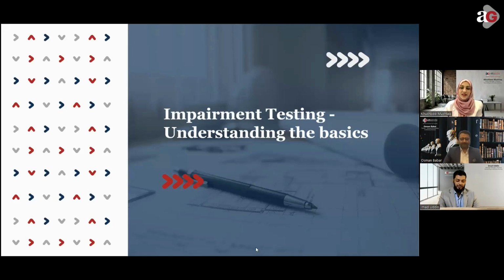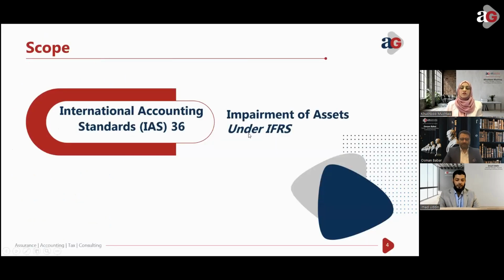So to start with, what is impairment testing and what are the basics of impairment testing? There is a standard in IFRS, International Financial Reporting Standards, with the name of impairment of assets, which we call International Accounting Standard number 36.